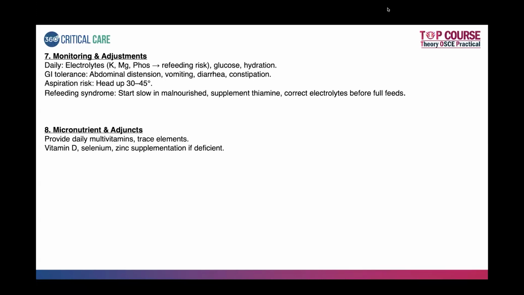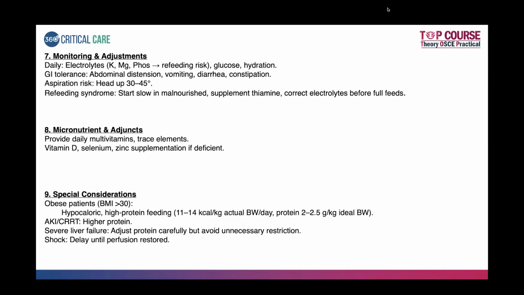Micronutrient and adjuncts: provide daily vitamins and trace elements, especially if the patient is in a prolonged ICU stay, because they will be having deficiency of trace elements and vitamins. So vitamin D, selenium, zinc supplementation, if deficient, should be given. The other trace element I missed is chromium. So that also needs to be given.